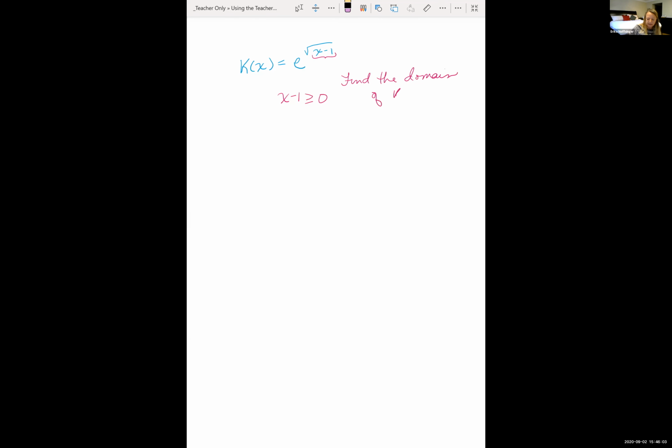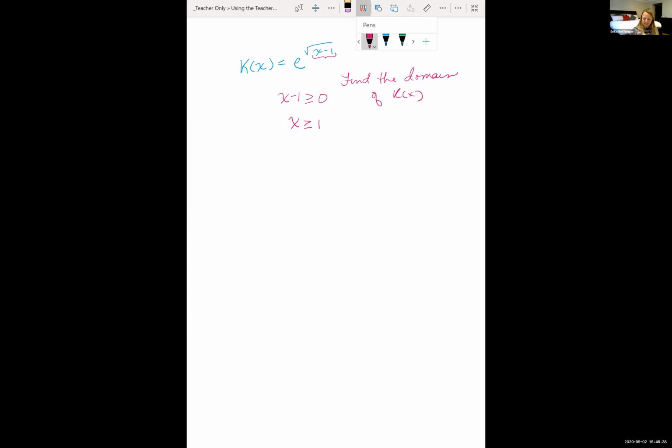It's a linear inequality. I can solve this just like I would solve linear equations. I just have to be careful about dividing or multiplying by negatives, which would change my inequality sign. If I add 1 to both sides, I know that x has to be greater than or equal to 1. So it's not continuous because it's just not defined for values less than 1.